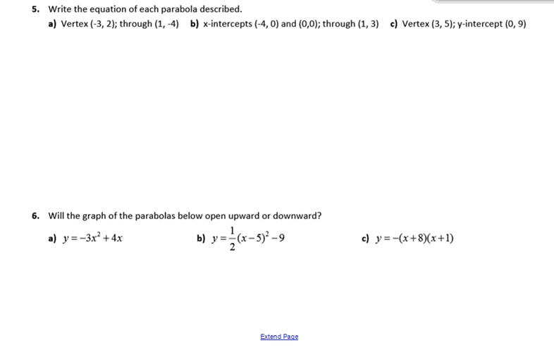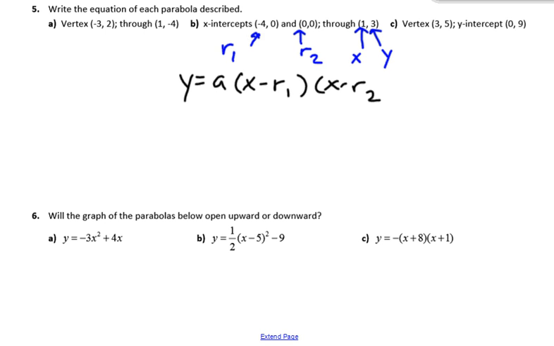For B, they give me the x-intercepts, so we're going to use the factored form for that. So when I am given the x-intercepts, those are my roots, so that's R1 and R2. And again, they give me another point, so we have our x and our y. So factored form, remember, looks like this. Y equals A times x minus R1 times x minus R2. So same thing, we're just going to plug in everything that we know. Y is 3 equals A times x is 1 minus root 1 is -4, so that would be plus 4. Then x again is 1 minus root 2 is 0.